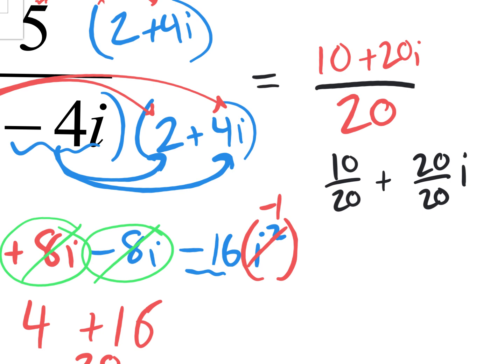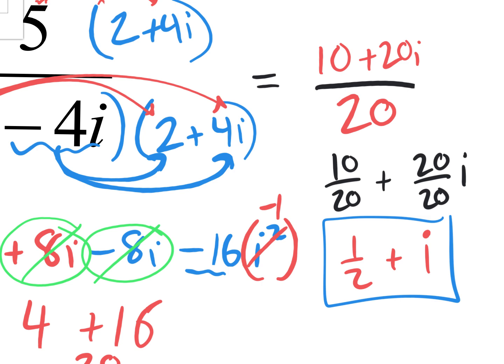So reduce if possible. Of course, 10 over 20 reduces down to 1/2. 20 over 20 reduces down to 1. So you could just put i, or you could put 1i if you want. But that's your answer, 1/2 plus i. The real part's 1/2. The imaginary part is that 1i.